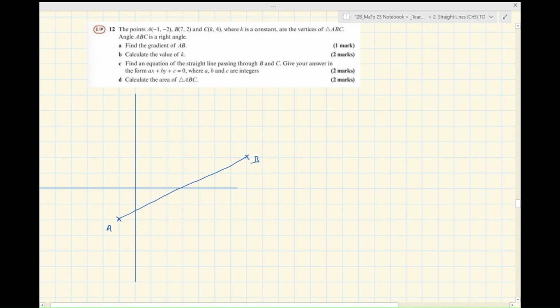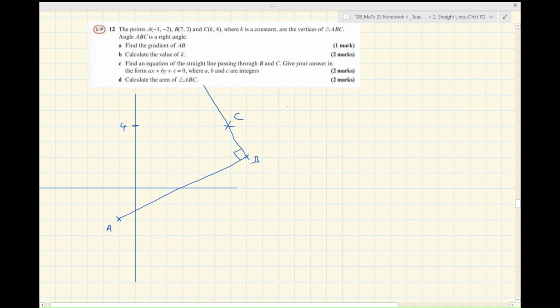Right, C is at (something, 4). So C has a y coordinate of 4, so it's somewhere along here. And I know that angle ABC is a right angle. So this is a right angle. So it's going to look something like that, isn't it, with a right angle? And C is going to be kind of there somewhere. All right, now let's see what the question asks us to do.